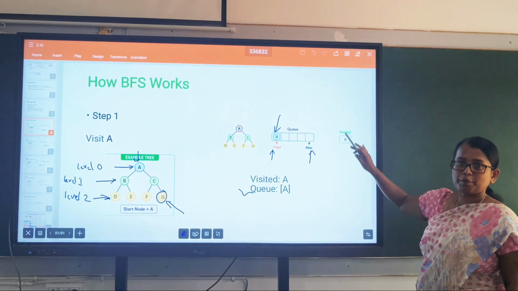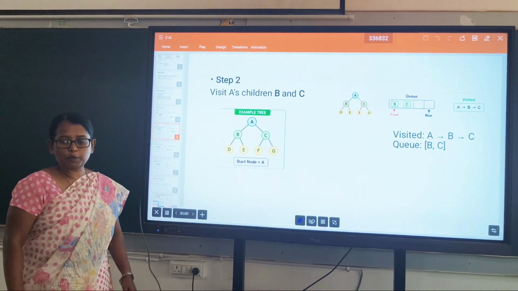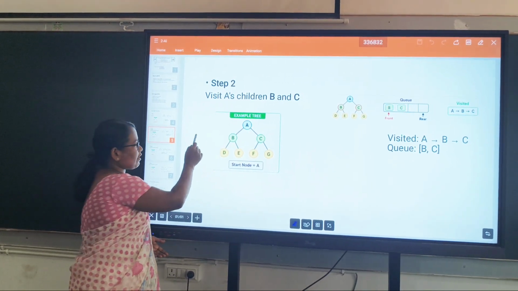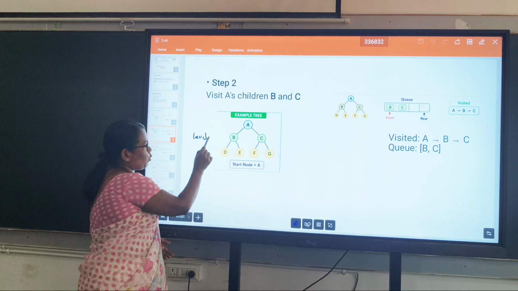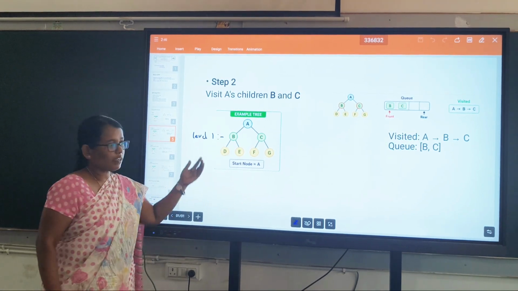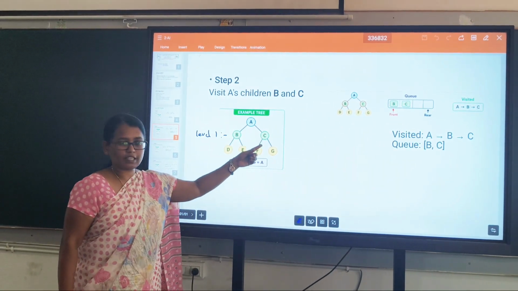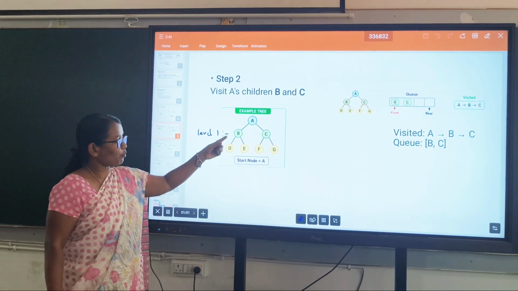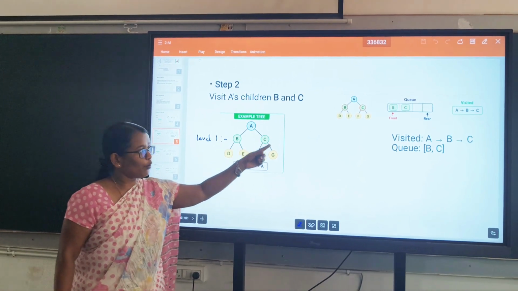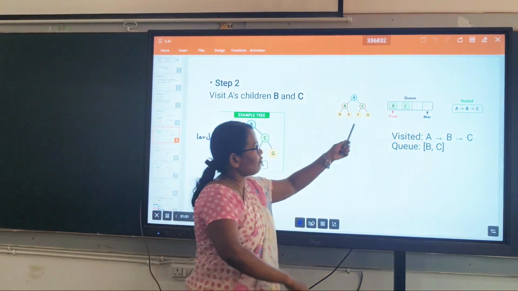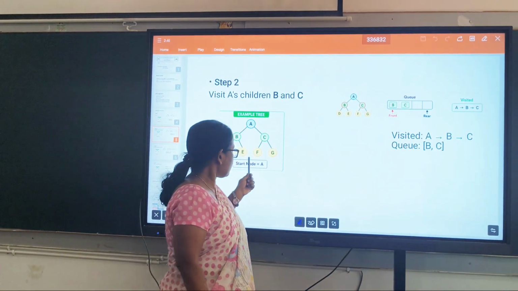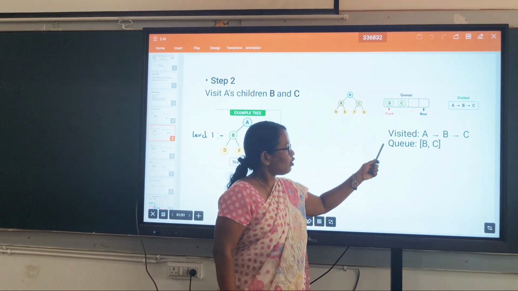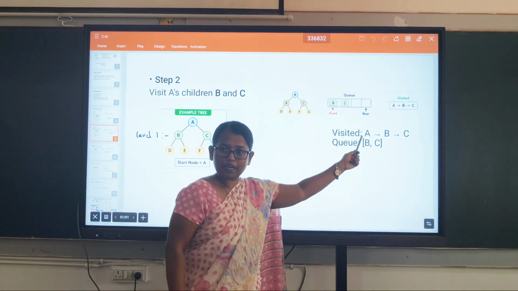Next we will go to step 2. In step 2 we have to visit the nodes in the next level, level 1, which has B and C, and B and C are the children of root node A. So now we have to put B into the queue. We have put B, and since C is also there, C should also be put in the queue after it. So now the visited nodes are A, B and C.